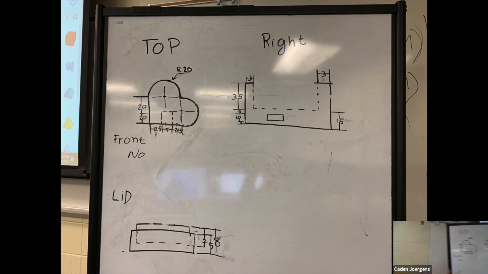Great. So we're making a heart. We've got some dimensions on our heart. Normally you have a top, right, and a front view. I'm lazy and I didn't want to draw the front view because it looks like the right view. Normally you would though. Be a good engineer and do that. And this is also the one for the lid.